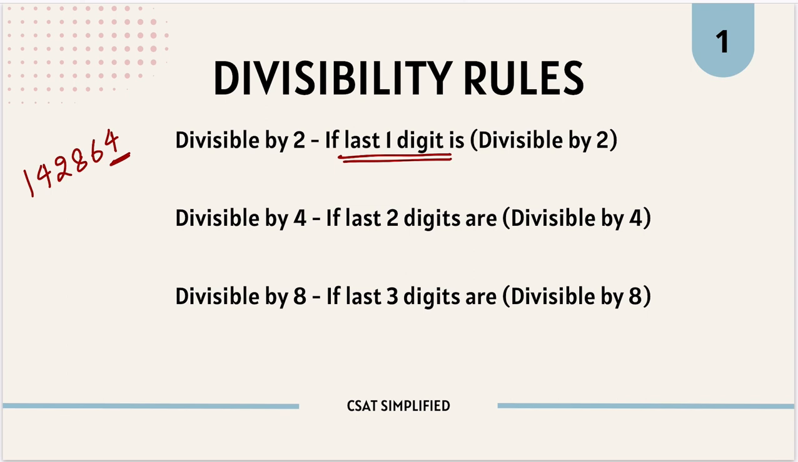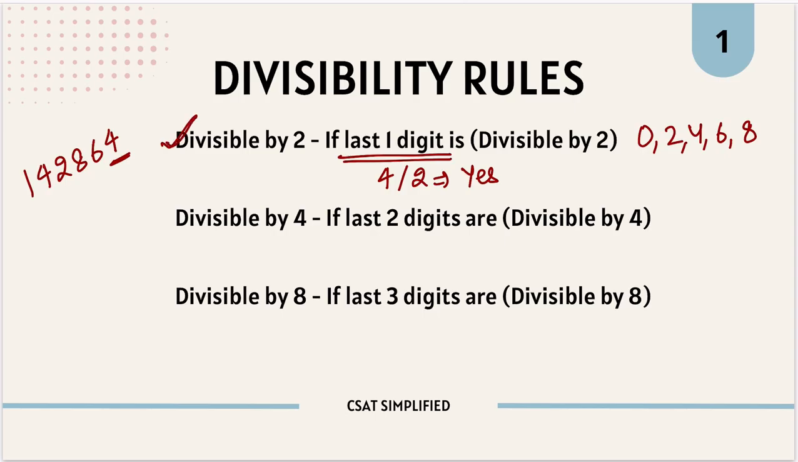So what is the last digit here? The last digit is 4. So is 4 divisible by 2? The answer is yes. So this complete number is divisible by 2. Correct? So a shortcut for 2 is you just check the last digit, and if the last digit is either 0, 2, 4, 6 or 8, you will simply say that number is divisible by 2. Or the last digit is an even number, you say the complete number is divisible by 2. Correct? Divisibility by 2, easiest of all, done. I will be putting a tick here.